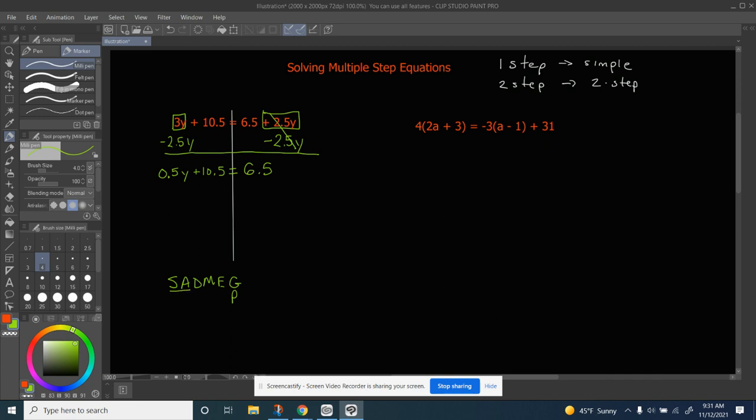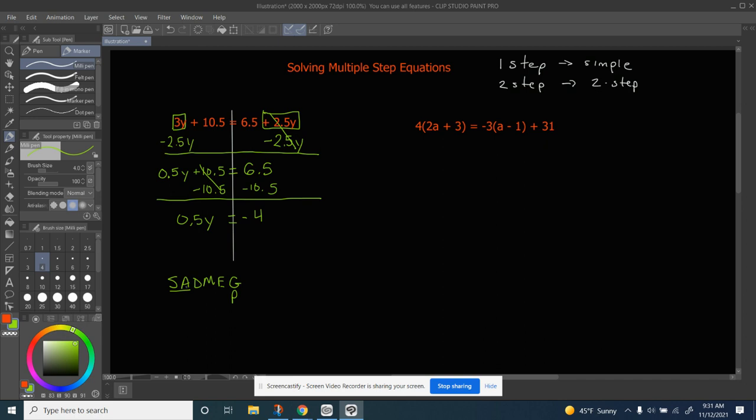So the first thing we're looking for is, is there anything being subtracted or added to my variable term? In this case, our variable term is 0.5y, and we have a 10.5 being added to that. So we want to get this to equal 0, so we subtract 10.5. And what we do to one side, we must do to the other. It's our fundamental law of algebra. So 6.5 minus 10.5 yields a result of negative 4. So negative 4 is going to be on the right-hand side. These values are going to cancel to 0, so we're left with 0.5y on the left side.